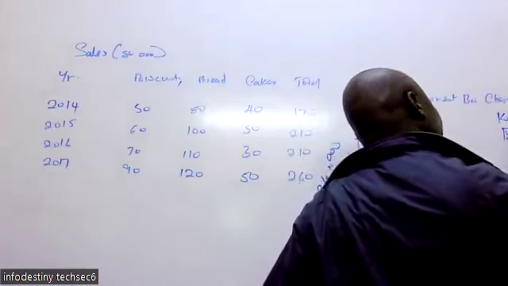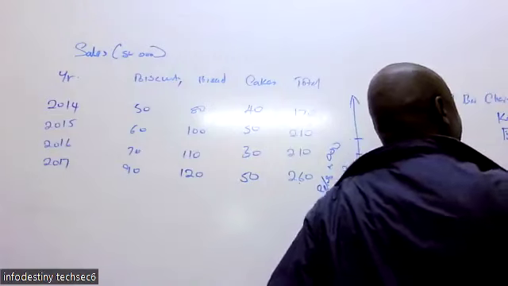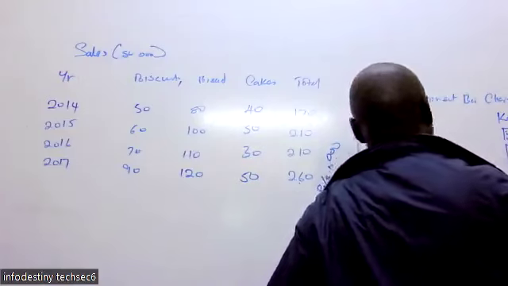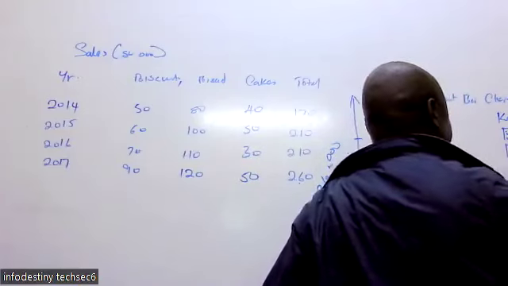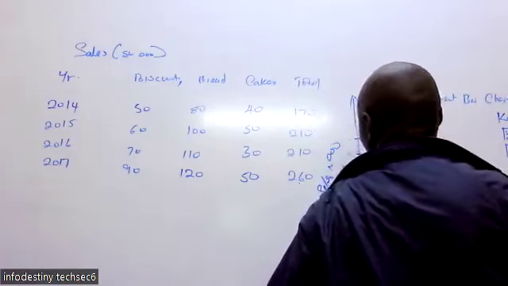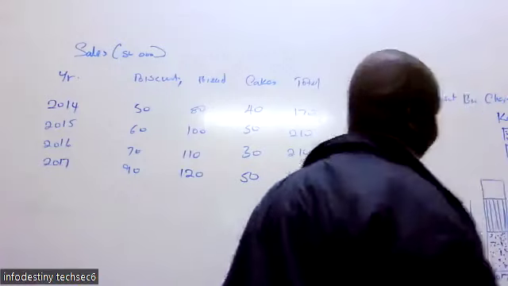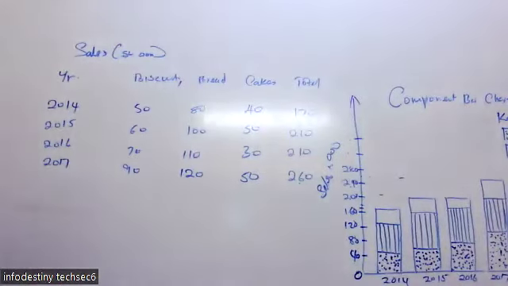With the dotted line, represent the biscuits. This one represents bread. And then the last one, without any, represents cake. That's how you're supposed to prepare your component bar chart.